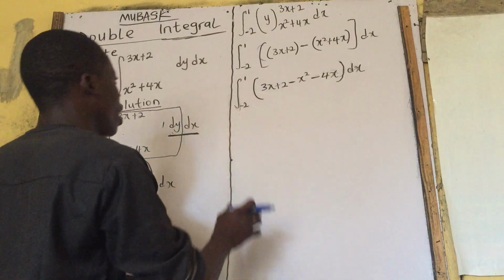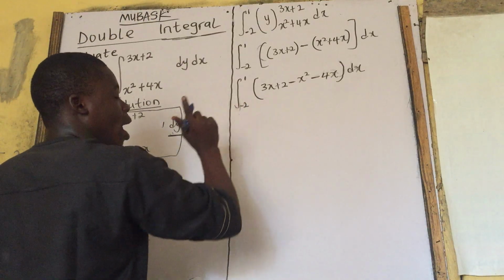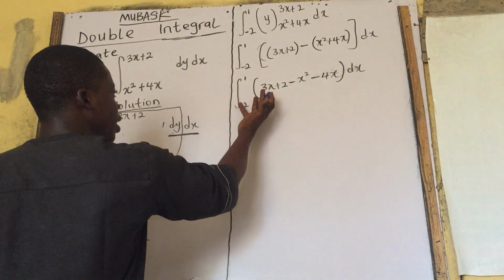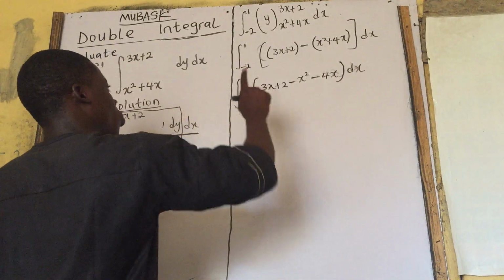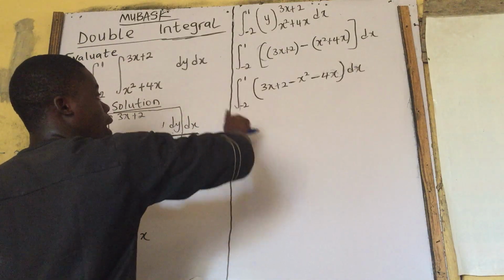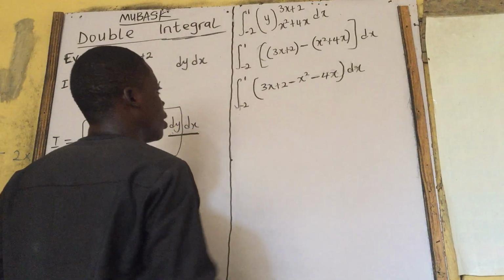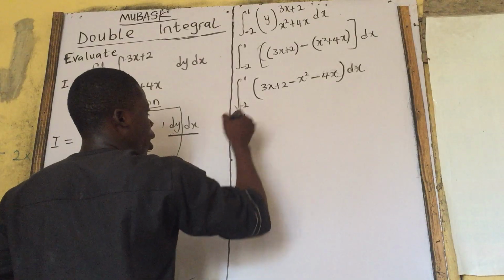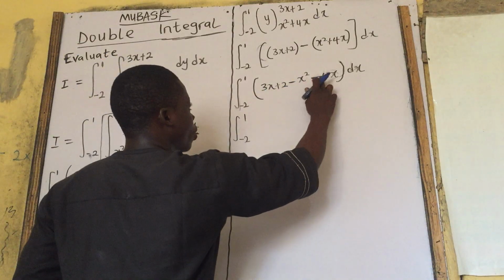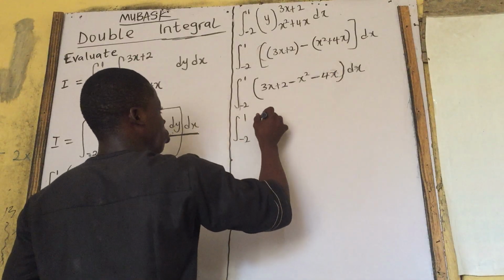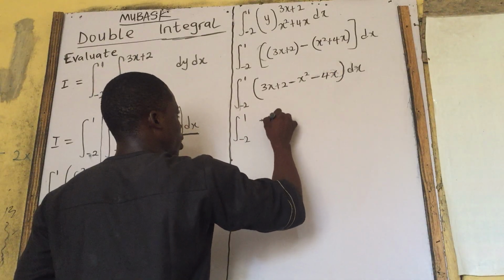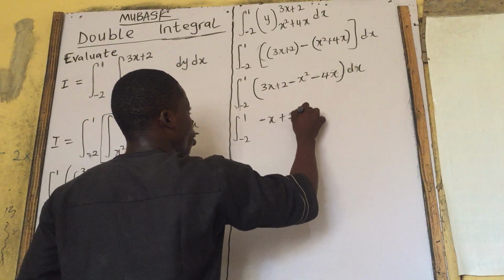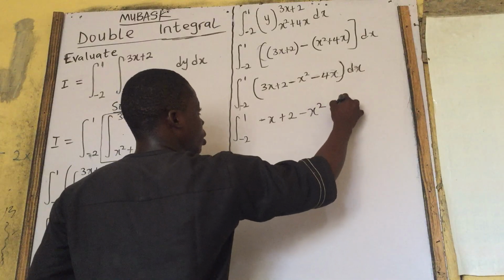You can see that we have reduced it to one single integral. So the next step, you have to still integrate this. By integrating this, integral from minus 2 to 1, 3x minus 4x will give us minus x, plus 2 minus x squared, dx.